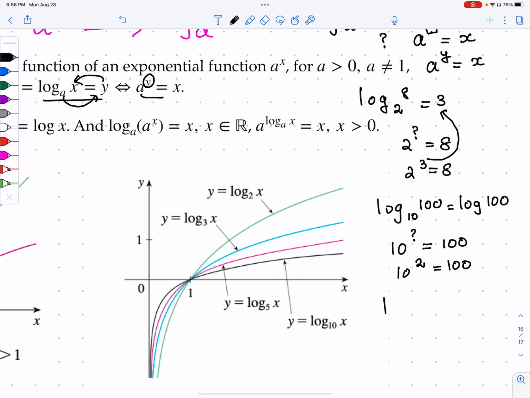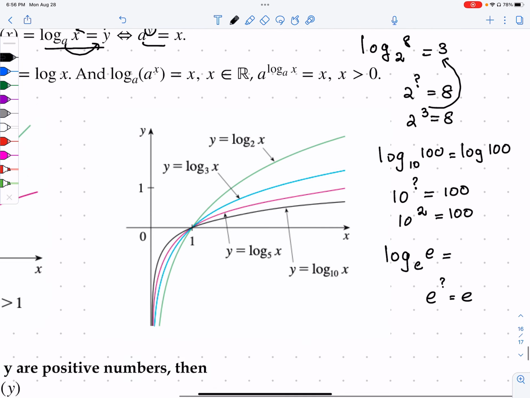If I ask you, what is the log e base e, the question is, what is the power of e that will give me e? Of course, the answer is 1, because e to the 1 is equal to e. So the answer here is 1.